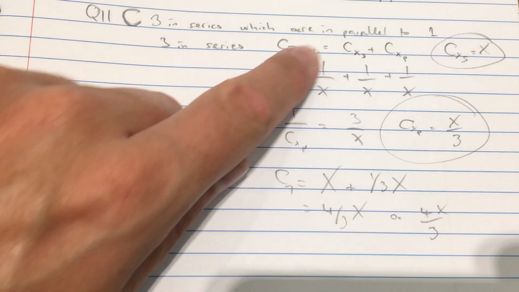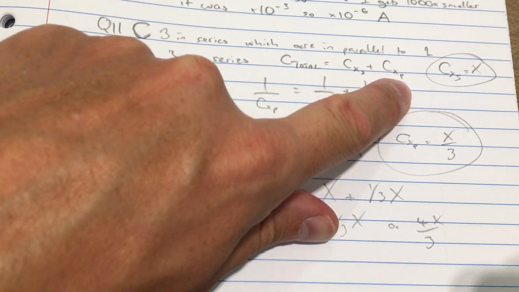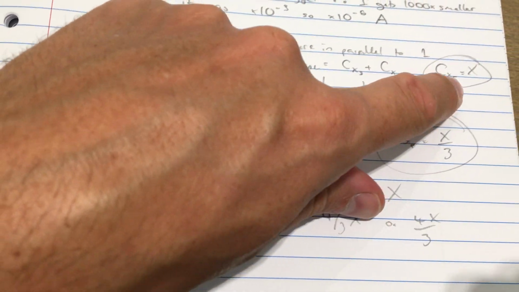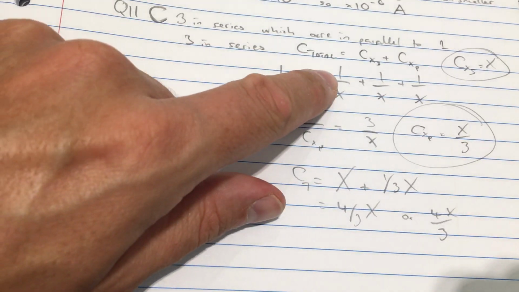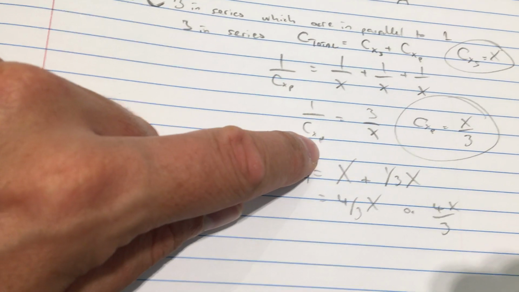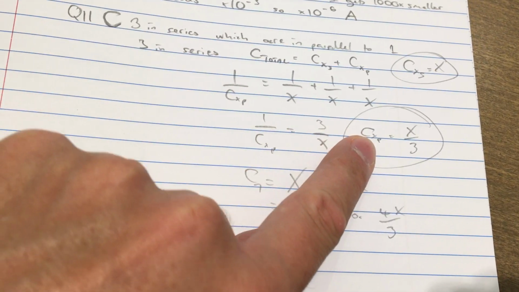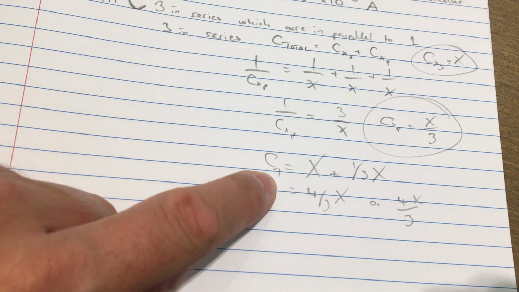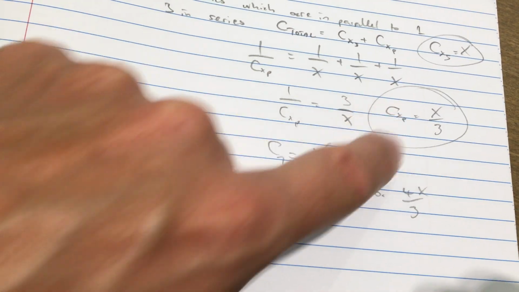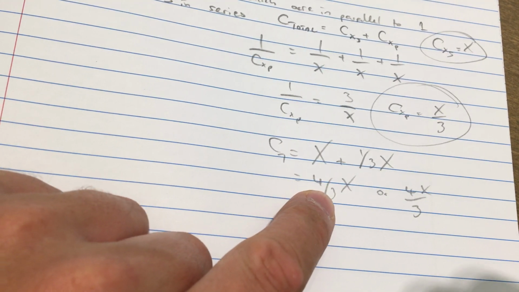So I said that the C total is going to be the capacitance down the series route plus the capacitance down the parallel route. The capacitance down the series route is x, so 1x. The capacitance down the parallel route, 1 over that, is 1 over x plus 1 over x plus 1 over x, which means that 1 over the capacitance down the parallel route is 3 over x. So the capacitance down the parallel route is x over 3, just flip those two over. The total capacitance is therefore x plus x over 3, or x plus 1/3 x, which is 4/3 x, or 4x over 3.